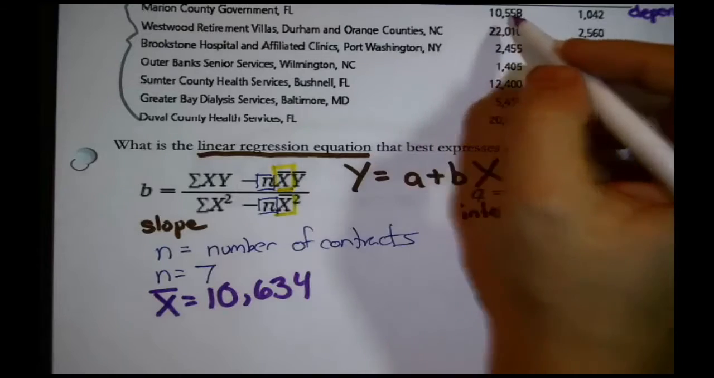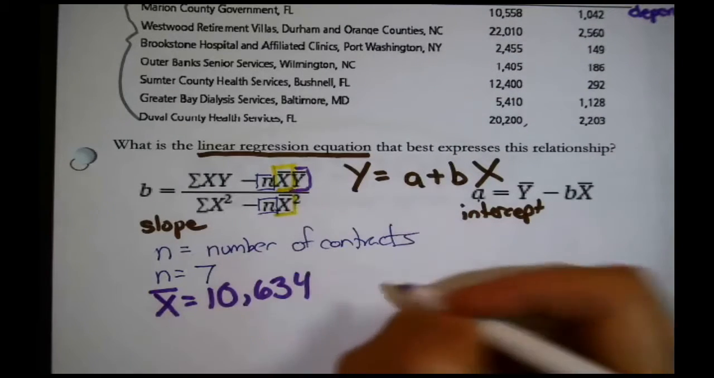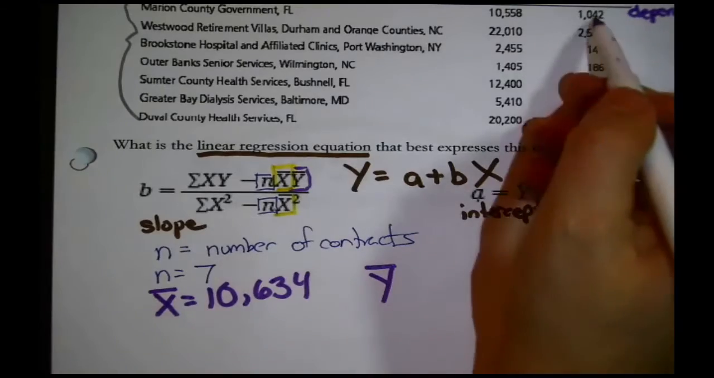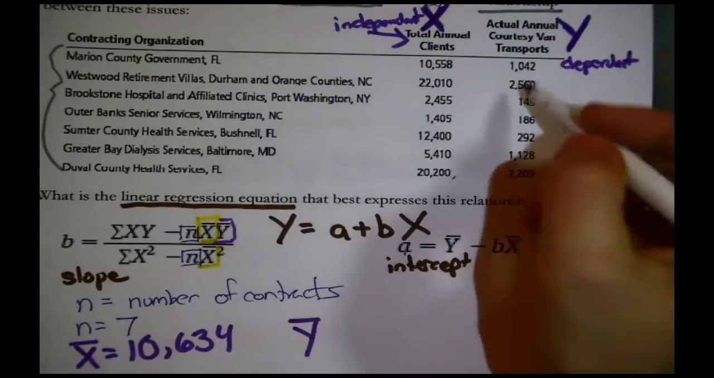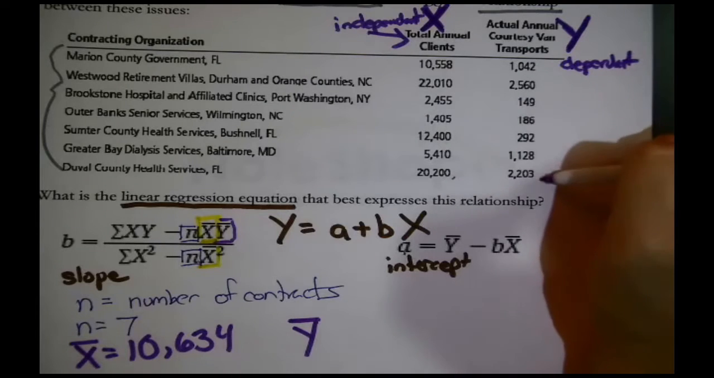I just averaged this. Likewise, this right here is not too hard to find. Y bar is just the average number of van transports in the data that we were given. So average that number, that number, that number, all through here.